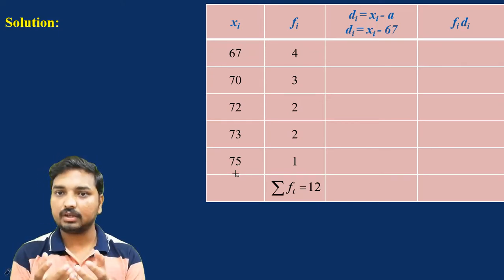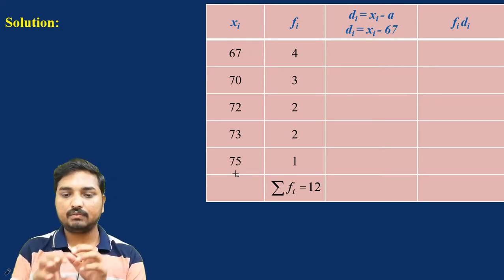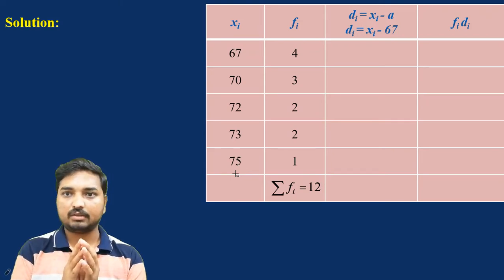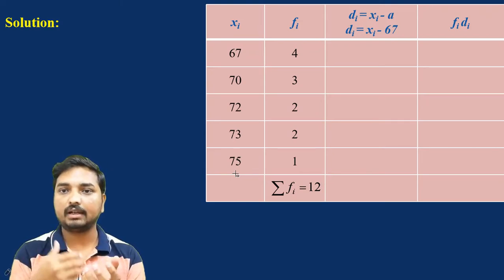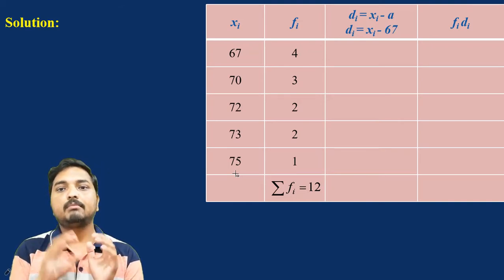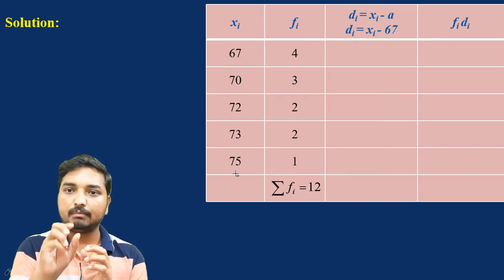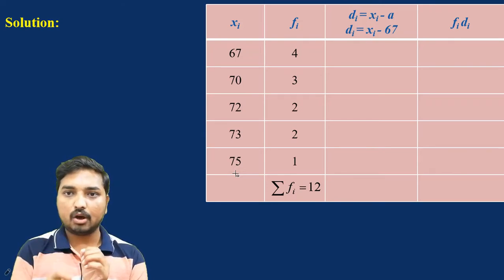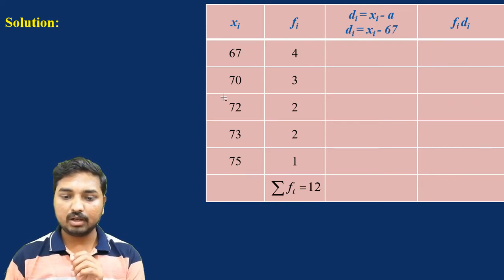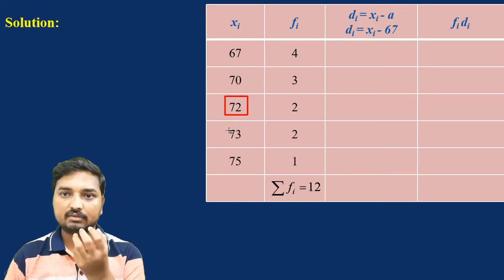It is your choice. If you choose any number, finally you will get the same answer. If you choose the first number, you will get the same answer. If you choose the last number, 75, as a, you will also get the same answer finally. And if you choose the middle one, you will also get the same answer. But in your NCERT textbook, they always choose the middlemost value. Here, how many values are there in the xi column? 5 values. So the middle value will be 72. They are going to choose 72 as the assumed mean.